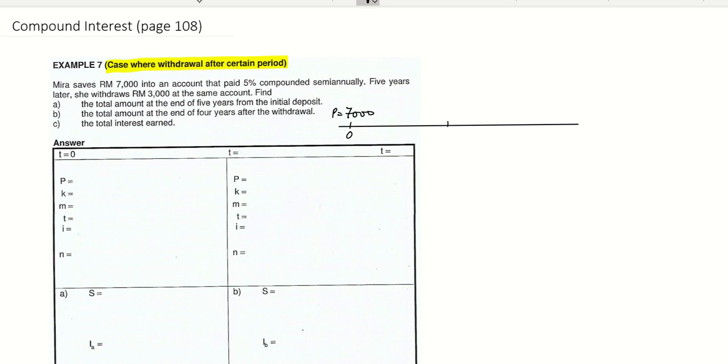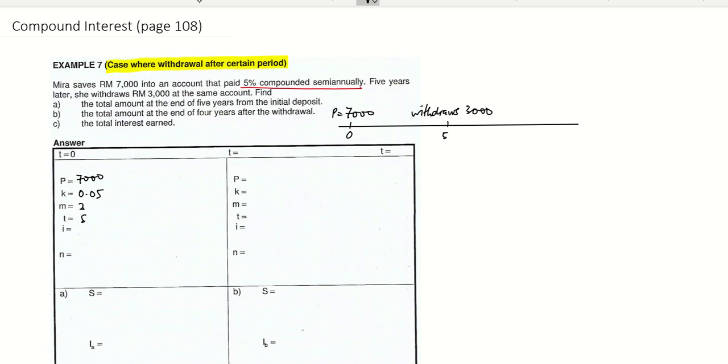So after 5 years, she withdraws RM 3,000. Okay, so we plug in the values here. P, the present value, is 7,000. K is the interest rate, which is 5% compounded semi-annually, so K is 5% or 0.05. And then M, the frequency of conversion, refers to the interest period, which is compounded semi-annually. So M is equal to 2 and T is equal to 5.